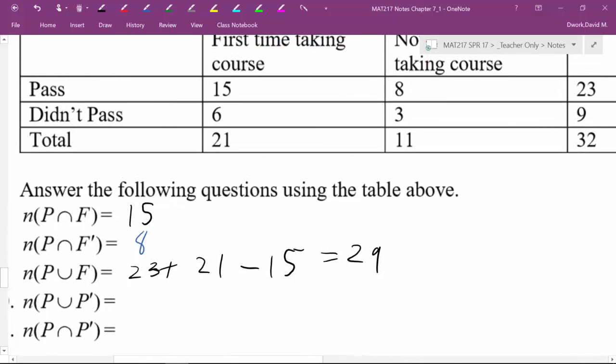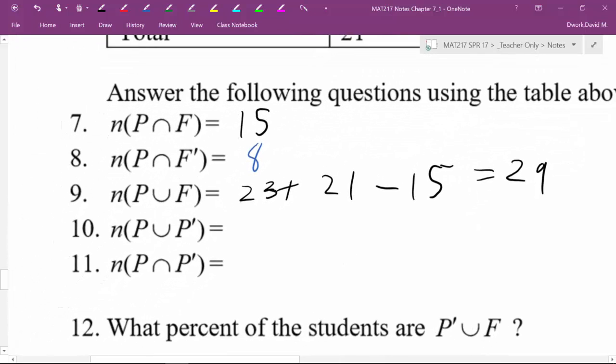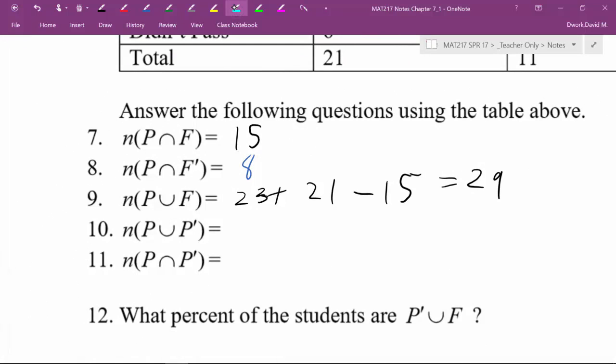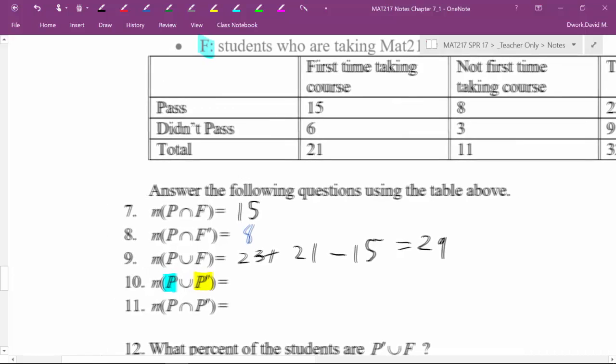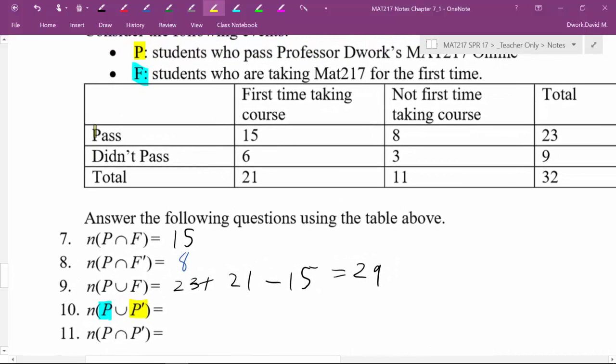This one's interesting. I want to zoom in so you can make sure you really see this. I want the union of P and P complement. So what does that mean? I want everybody who passed the course, and I want everybody who didn't pass the course. Well, isn't that everybody? There's no other option. You either passed or you didn't pass.